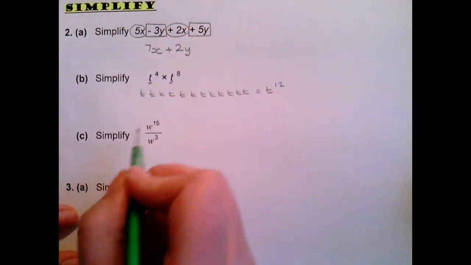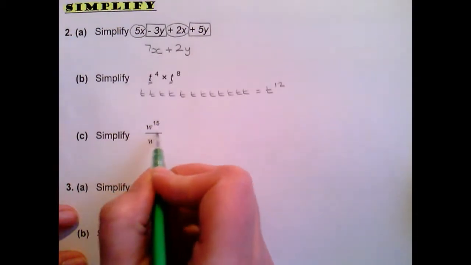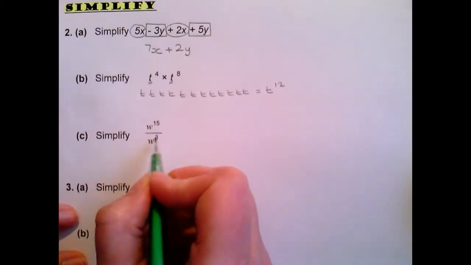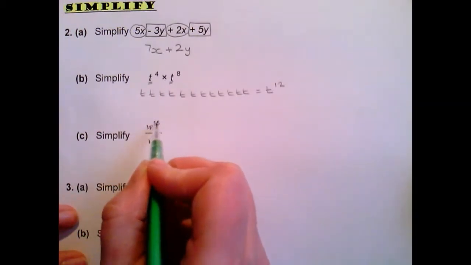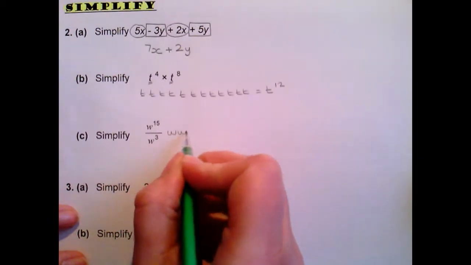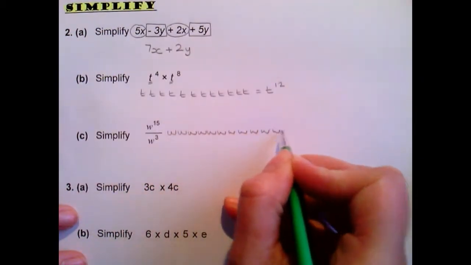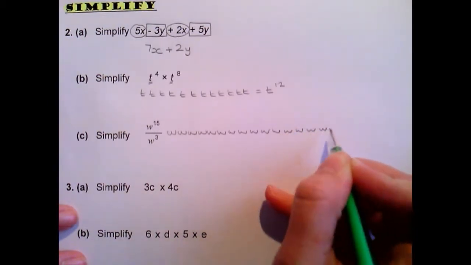The next one then, simplify w to the power of 15 divided by w to the power of 3. The quick way to do that whenever the base letter is the same and you're dividing is just to subtract the powers, because w to the power of 15 means 1, 2, 3, 4, 5, 6, 7, 8, 9, 10, 11, 12, 13, 14, 15.